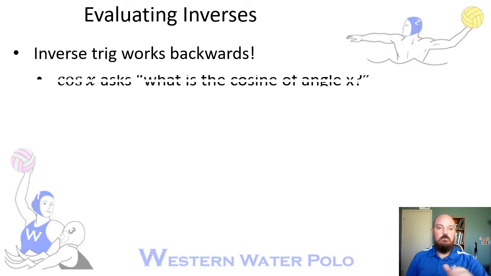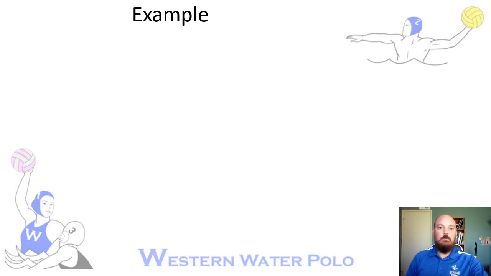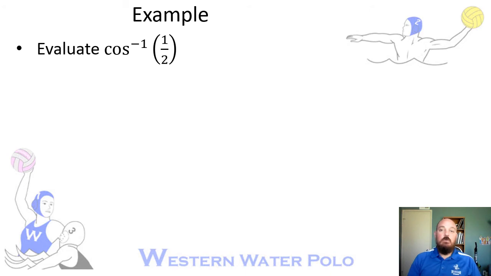So here's a good way to think of it. Earlier in the chapter, I said, find cosine x. And I'm basically asking you, what is the cosine of angle x? Well, inverse cosine of x says the cosine of what angle equals x. I'm basically giving you the answer to the question and asking you to find the angle where that happens. So that's what we're doing. When you're doing inverse trig, you're doing the same questions that we've done using the unit circle, but you're working them backwards. So let's try one out. Let's do inverse cosine of 1/2.